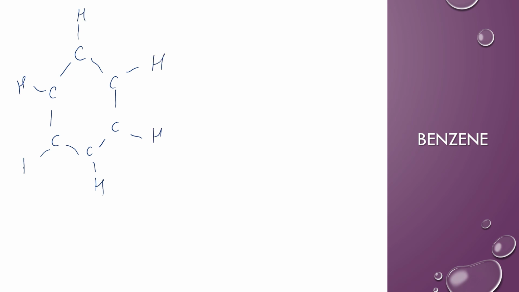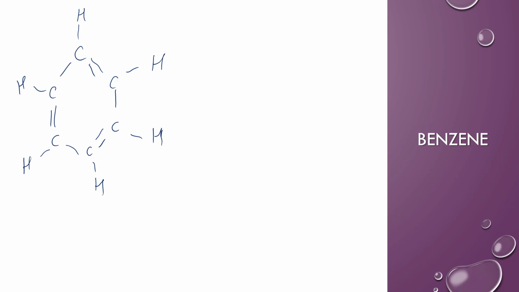Let's talk about benzene. So benzene is a really interesting molecule. It has 6 carbons arranged in a hexagon like this, and it has 6 hydrogens, 1 on each carbon. So to make sure that the carbons have full octets, you're going to see double bonds. So they have this alternating double bond.